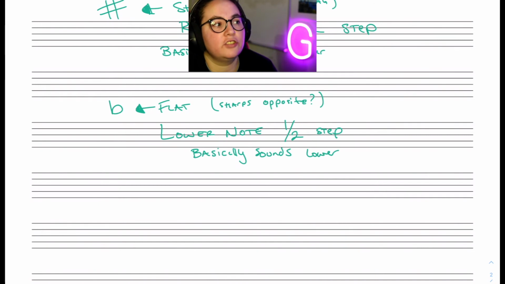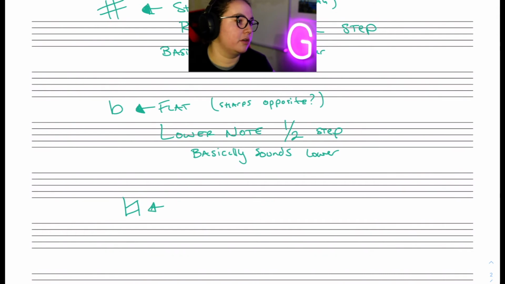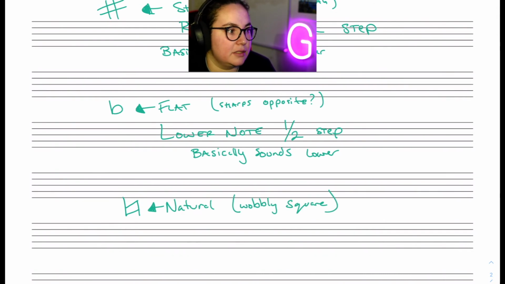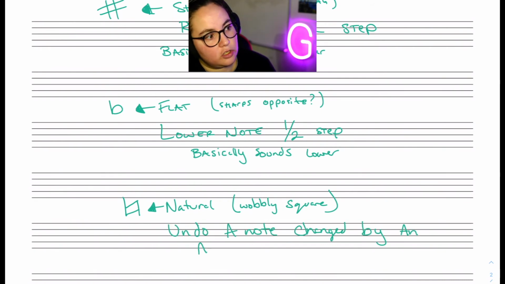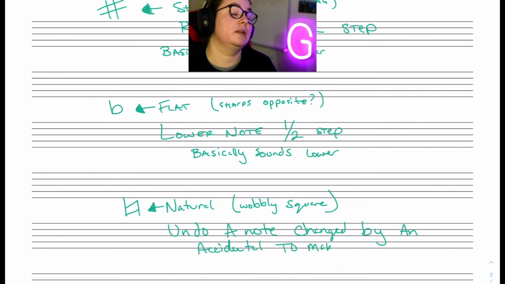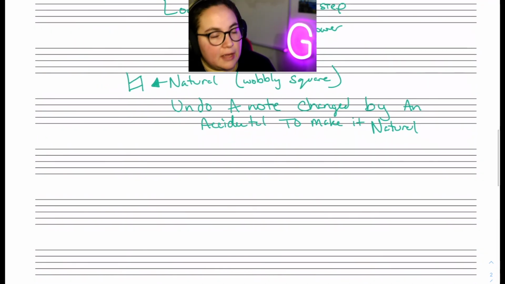And then if we've changed our note for some reason, there is this wobbly square that we use, and that's going to reset our note back to what it should be. And so it's called a natural sign. I do call it kind of like a wobbly square, and it undoes an accidental. So if we had a note and we changed it to make it sharp, we now are going to change it back to make it what we call natural, where it's not changed by this. Same thing if it was flat and we use a natural, we can make it natural, not flat anymore.